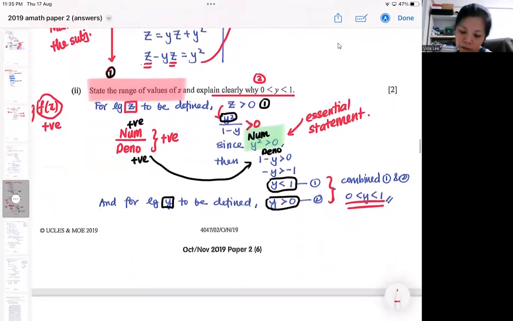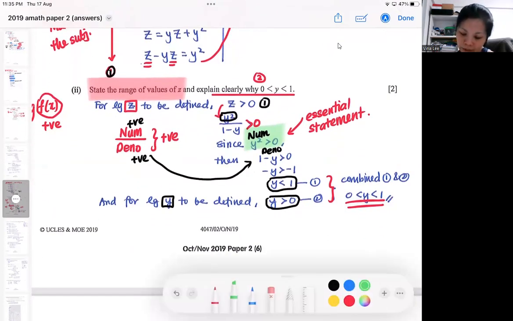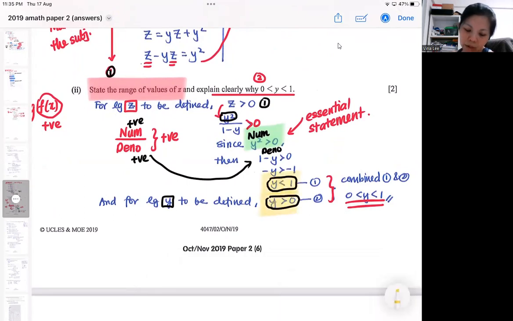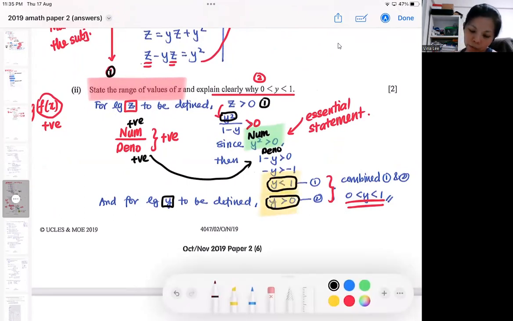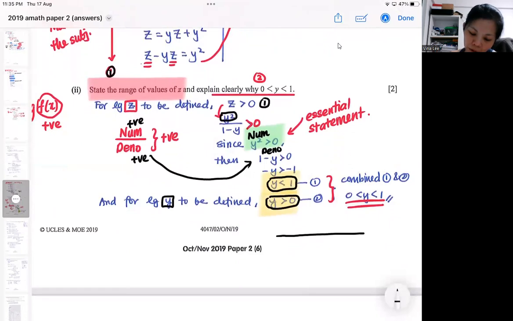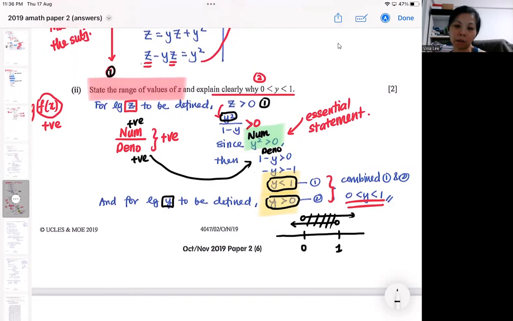So if you successfully come to these two, some of you might need to draw a number line. So less than 1, greater than 0, the combined answer will be from 0 to 1. It's not essential to show, but if you need this number line to help you to combine, then you can do it. Otherwise, you can combine just by looking at it.